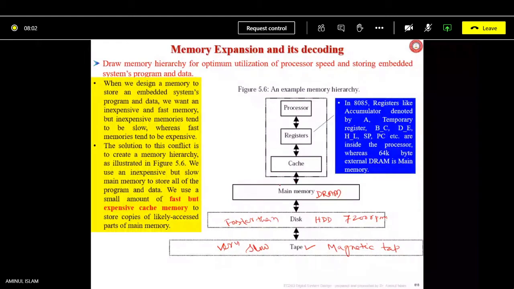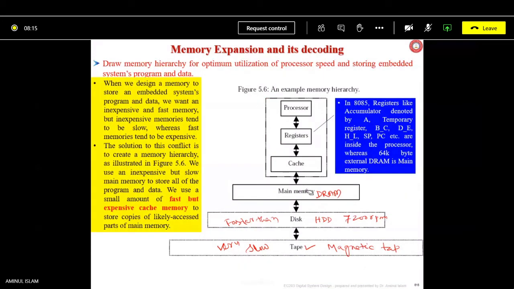Okay, then this is all external. See, magnetic tape, hard disk, or even DRAM are external to the processor. The processor is here in this dotted box. You can see three components: the processor, registers, and cache. This is one chip in which all these things are there. So if any memory is there, firstly it is the cache and registers.